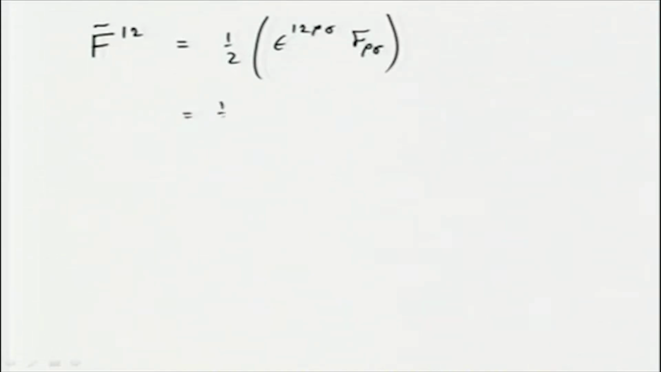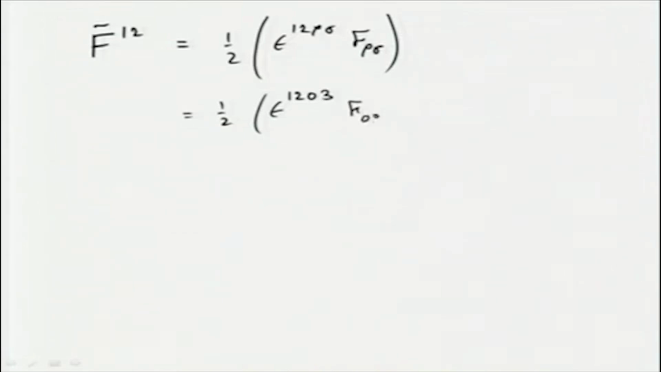Okay? And F tilde 1 2 is equal to half epsilon 1 2 rho sigma F rho sigma. 1 and 2 are fixed. What are available? Rho could take 0 or 3. Let us take it to be 0 to start with. Then sigma is 3.